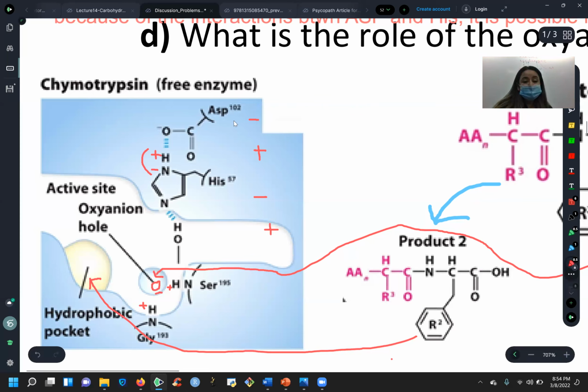Aspartic acid, histidine, and serine make up the catalytic triad. They are responsible for breaking that peptide bond. So when they try to trick you on a test or a quiz and say, oh, water, because hydrolysis is going to go in and break that peptide bond, no, sir. It's aspartate, histidine, and serine that make up the catalytic triad that break that peptide bond in step 1 of chymotrypsin.